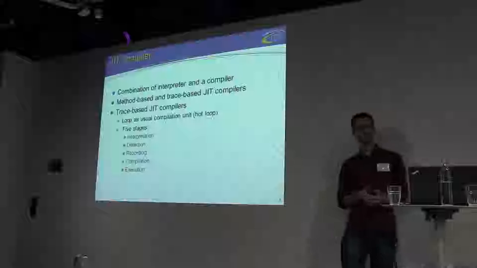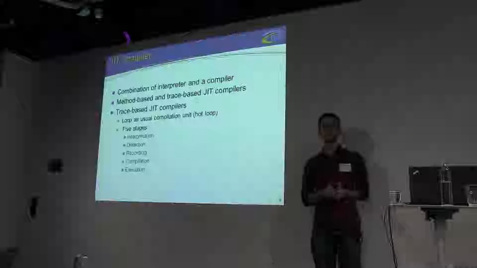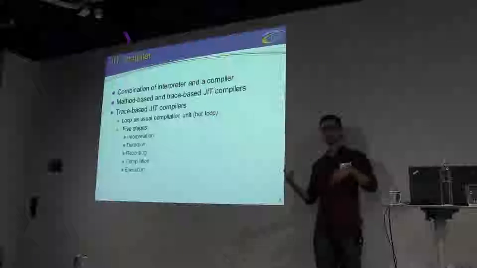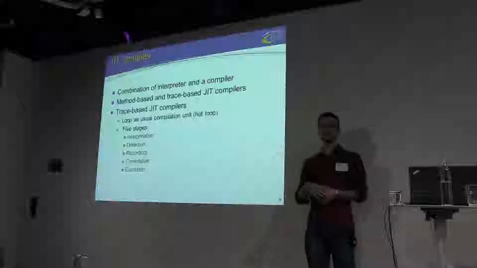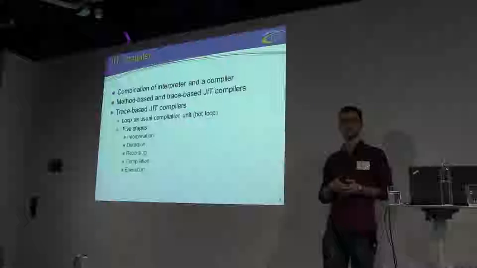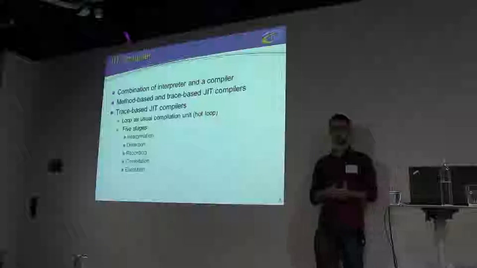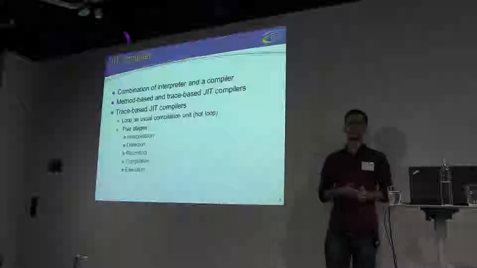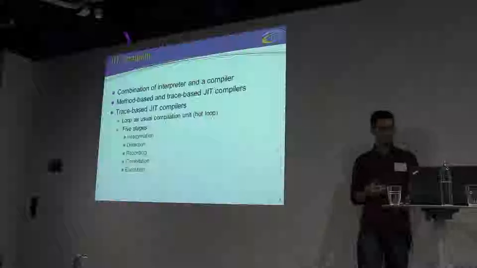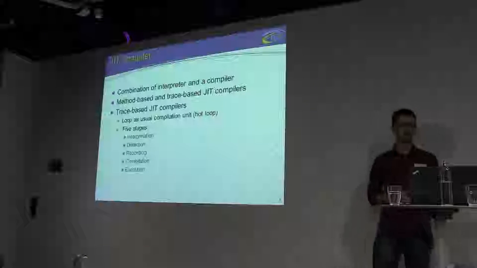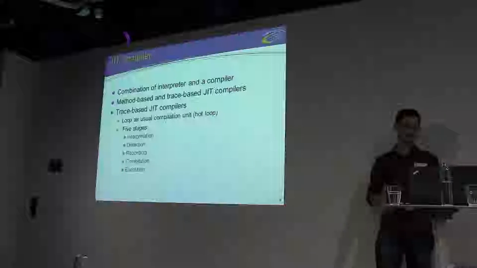So JIT compilers usually compile code that is executed very frequently, and they are based on the premise that most of the time spent in programs is time spent in loops or executing the same code. We can notice some stages in JIT compilation. We mentioned 5 stages, but there can be more or less.